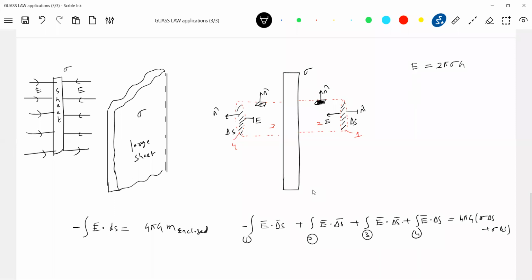So what is the value of this? This will be minus E into delta S cos of 180, because everywhere E is constant. We know it's uniform. At all points on this surface, at surface 2, the E is constant. So E will come outside the integral, and the integral of that will be delta S.